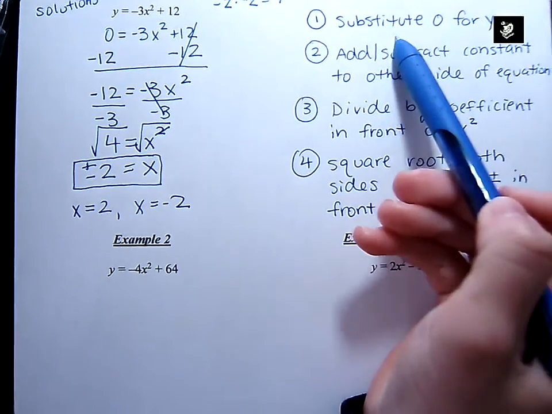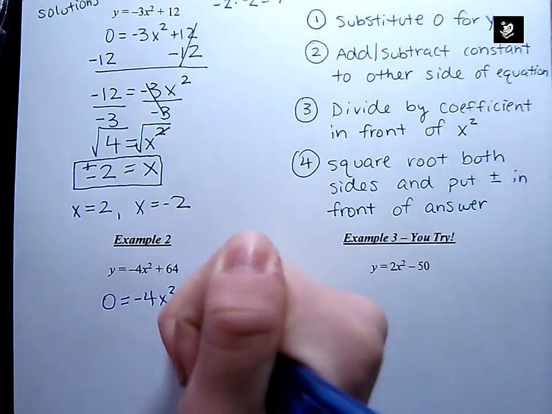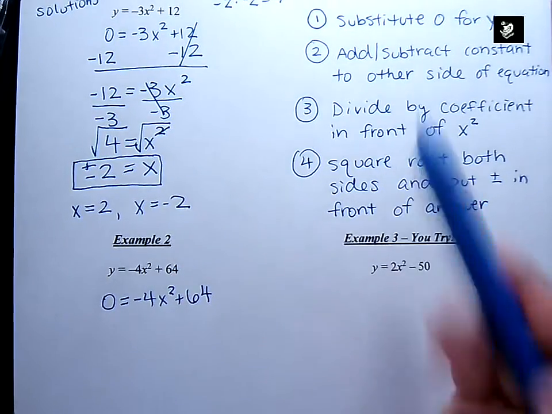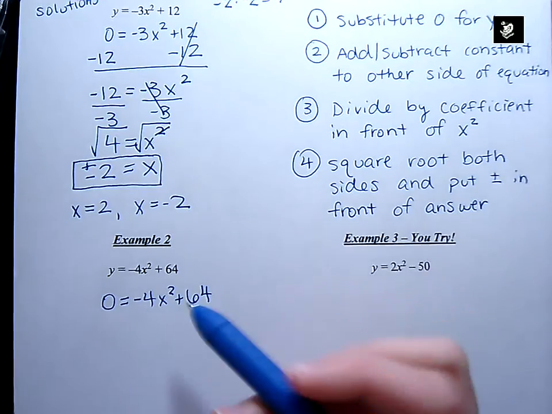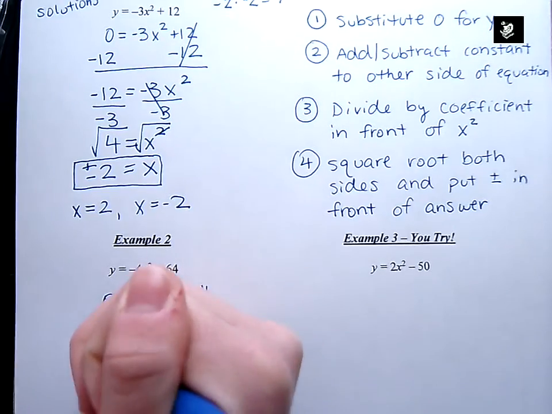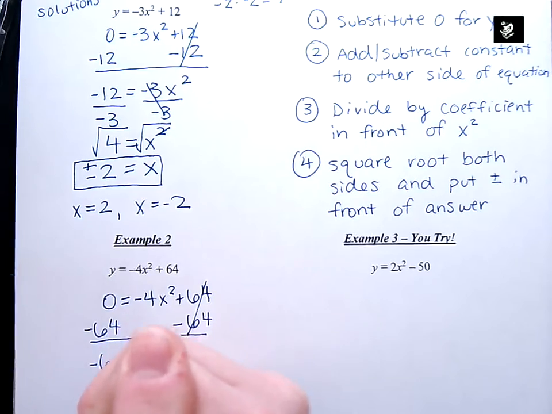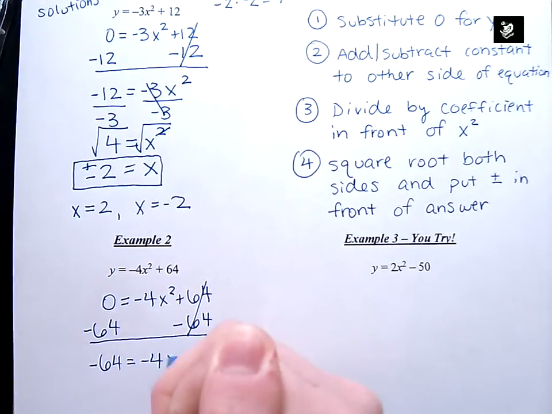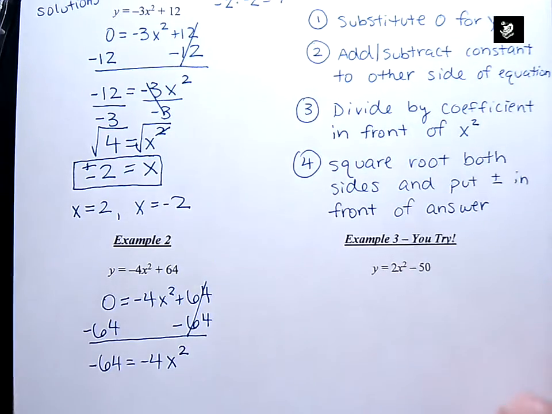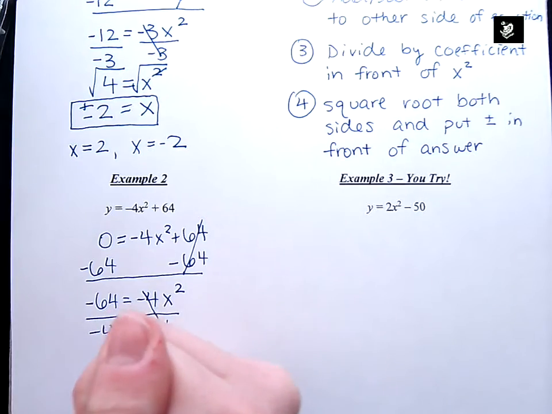So step 1, substitute 0 for y. And I'm going to rewrite the rest of the equation. Step 2, add or subtract the constant to the other side. The constant's the number by itself. It's added, so I'm going to do the opposite. I'm going to subtract. 0 minus 64 is negative 64. Okay, step 3, divide by the coefficient in front of x squared. So I have to divide both sides by a negative 4. Negative 64 divided by negative 4 is a positive 16.